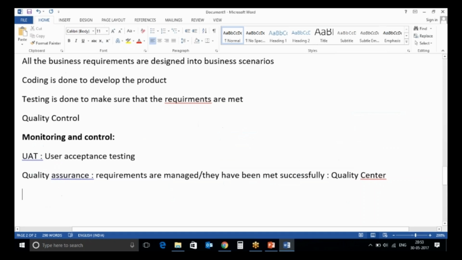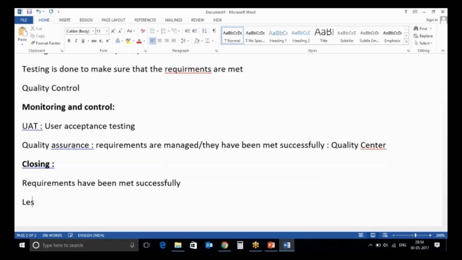And then the closing happens. One of the things that happens in the closing phase is: how many requirements have been met successfully, what were the lessons learned during the project, and what are the pending items.